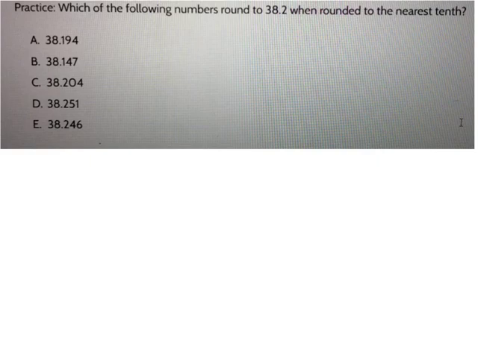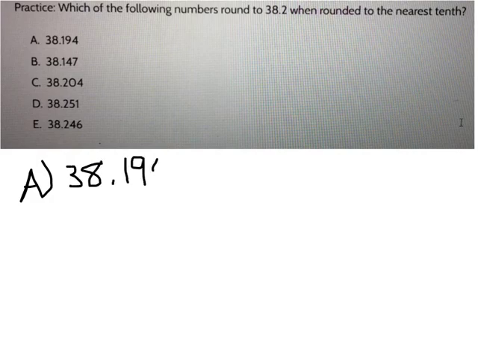Which of the following numbers round to 38 and 2 tenths when rounded to the nearest tenth? What do you think is a good strategy for answering a question like this? We need to round each answer choice to the nearest tenth to see if it results in 38 and 2 tenths. So let's start with answer choice A. 38 and 194 thousandths. Round that number to the nearest tenth.